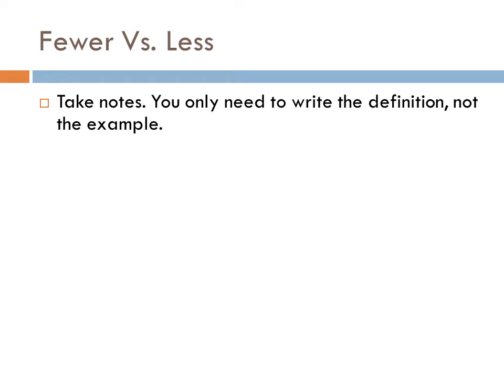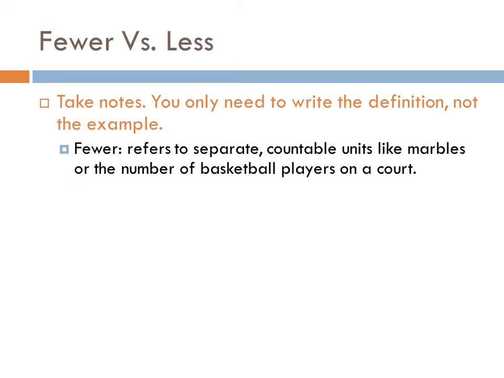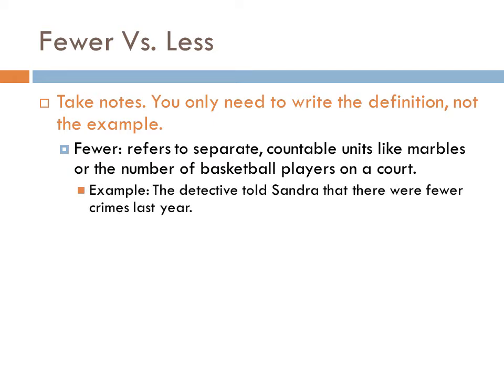Alright, fewer versus less. Remember to take notes. You only need to write the definition, not the example. Fewer refers to separate countable units like marbles or the number of basketball players on a court. For example, the detective told Sandra that there were fewer crimes last year. We used fewer because crimes are countable. We can count the number of them.